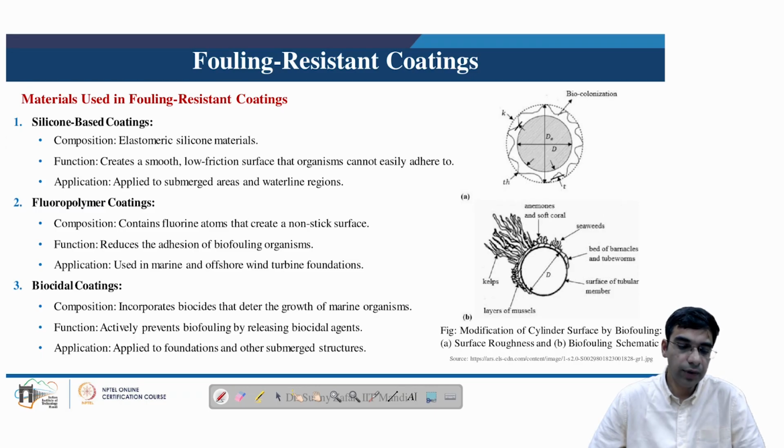The third type of coating are the biocidal coatings. These coatings incorporate biocides that deter the growth of marine organisms. The function of such coating is to actively prevent biofouling due to the release of biocidal agents. These coatings are also applied on the foundation and other submerged structures of the wind turbine.